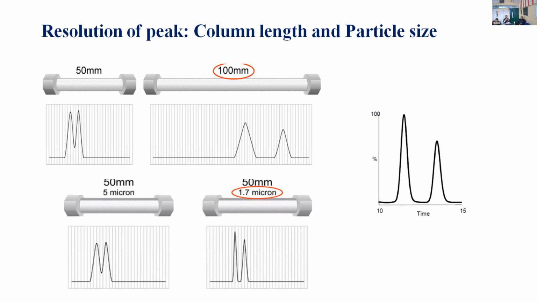On the other hand, if the particle size of the packing material is bigger, the surface area of the packing material exposed to the analyte is less. In that case, the analyte has less surface area to interact with. But if we decrease the particle size of the packing material, we are increasing the exposed surface area for the analyte to interact with. So it will cause more interaction, and more interaction leads to better resolution.